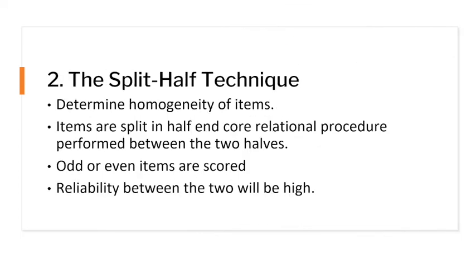Next, split half technique. That would be almost the same purpose as your Cronbach alpha. It determines the homogeneity of items. It's split in half and a correlational procedure. Odd or even items are scored and reliability between the two will be high if your questionnaire is reliable.